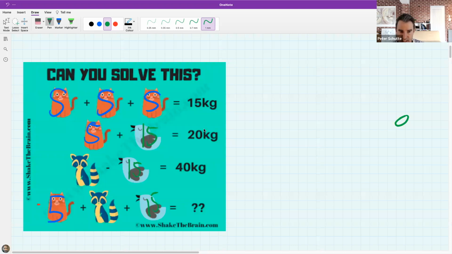Well, if I add 15 to both sides, the raccoon actually has to be 55. Because otherwise 55 minus 15 is 40. So that is 55. So what is my final answer going to be? Do you agree with my reasoning? I know that the bird is 15. The raccoon is 55. So what is the final answer going to be?